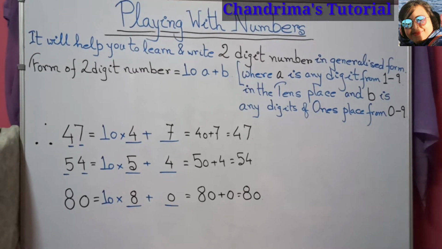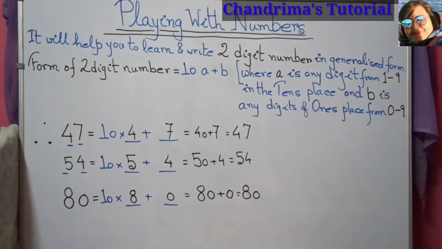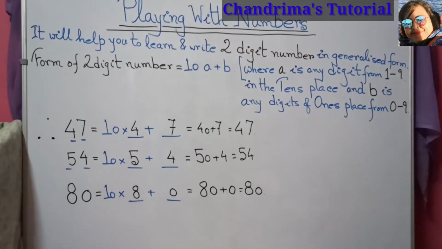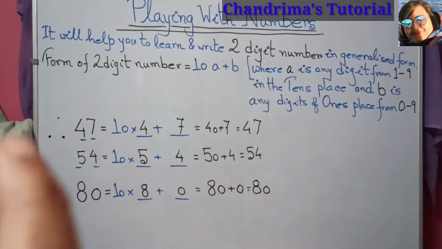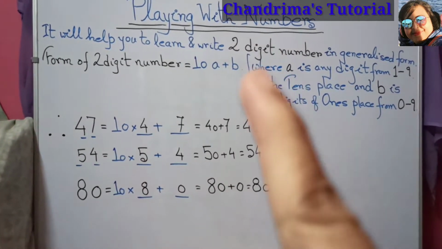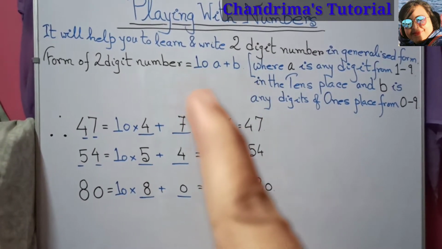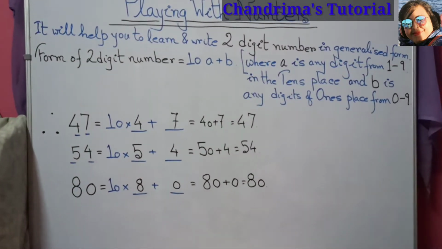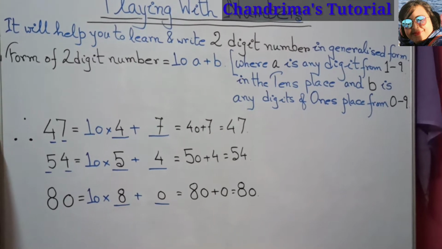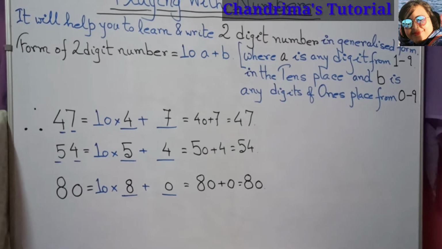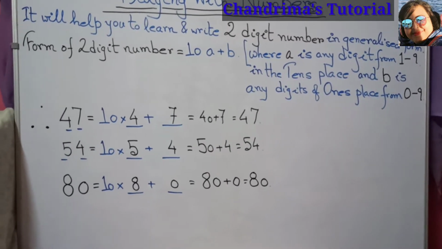Now why 10a? Here 10 is representing our tens place. While writing a 2-digit number, we use a tens number and another is our ones number. So here in 10a plus b, 10a is showing our tens number and b is showing the ones number, where a is any digit from 1 to 9 in the tens place and b is any digit of the ones place from 0 to 9.